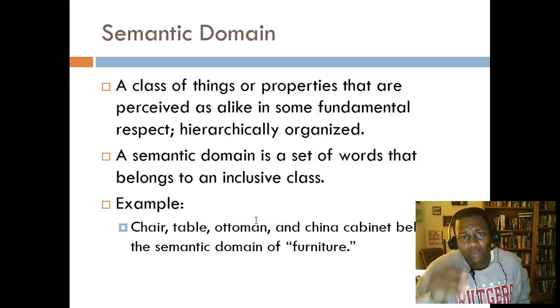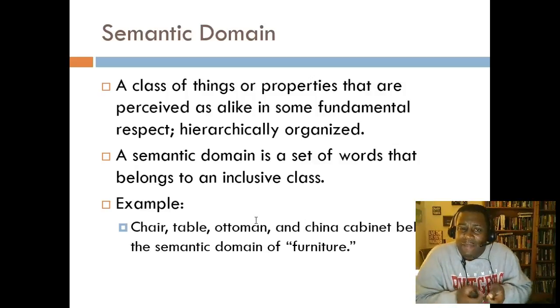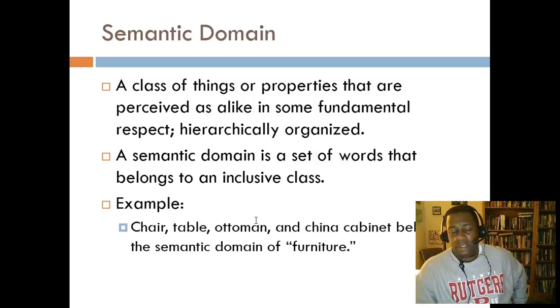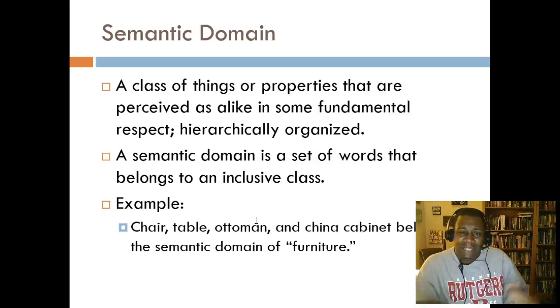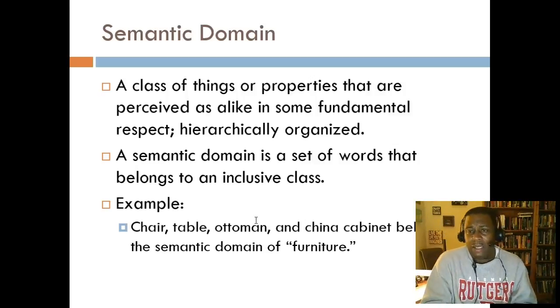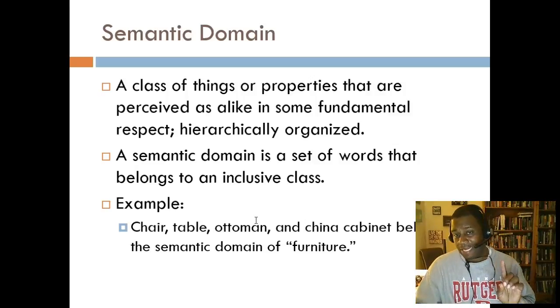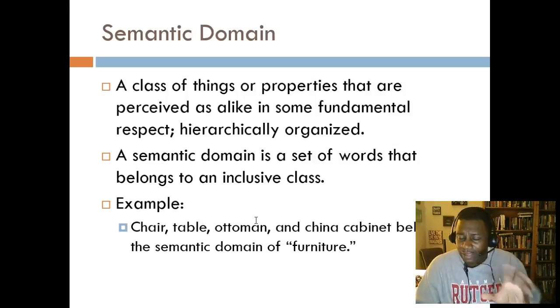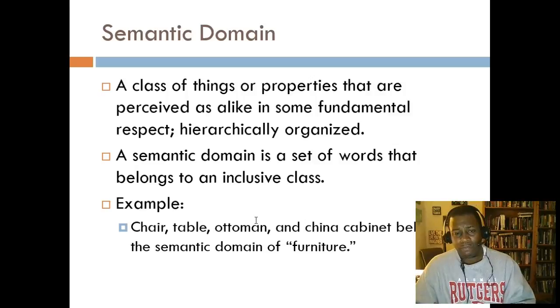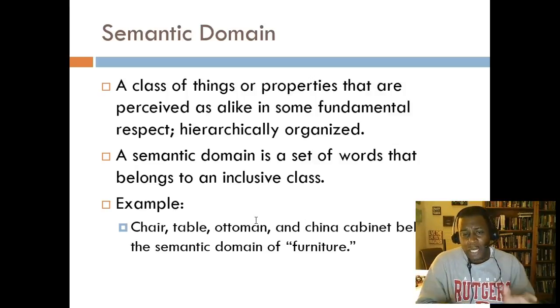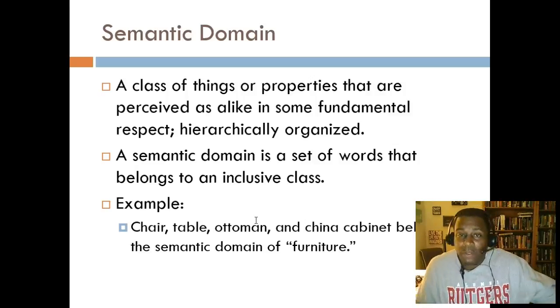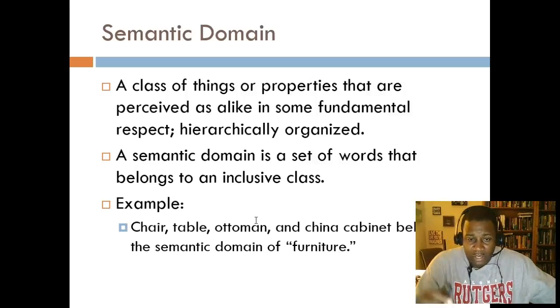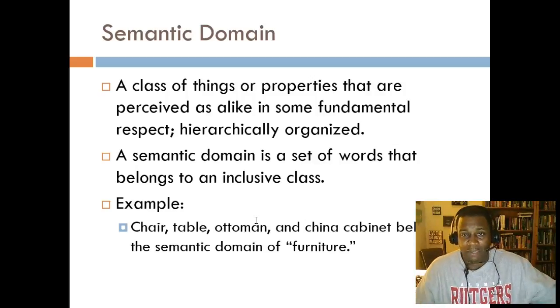And when we learn from other people, we begin to understand something about their semantic domains. A semantic domain simply represents a class of things or properties that are perceived as alike in some fundamental respect, and they are hierarchically organized. So, for example, a chair, a table, an ottoman, a cabinet. These are the semantic domain of furniture. And I can call it a chair, a table, an ottoman, etc.